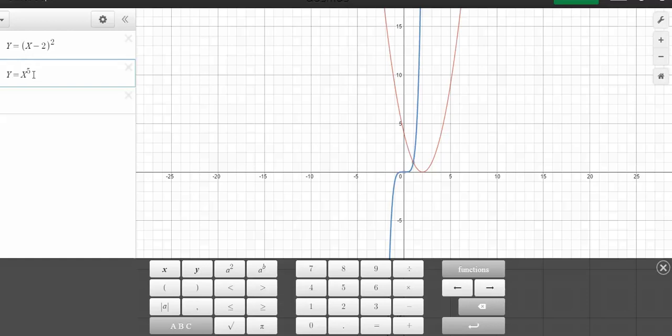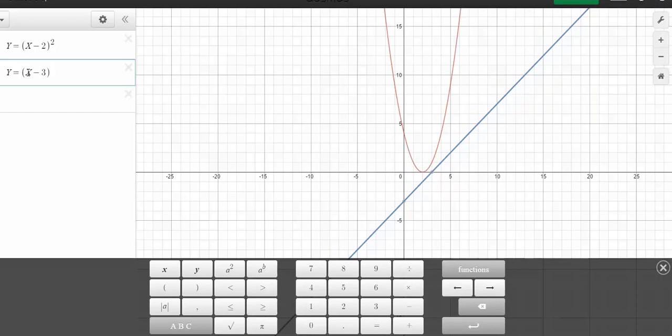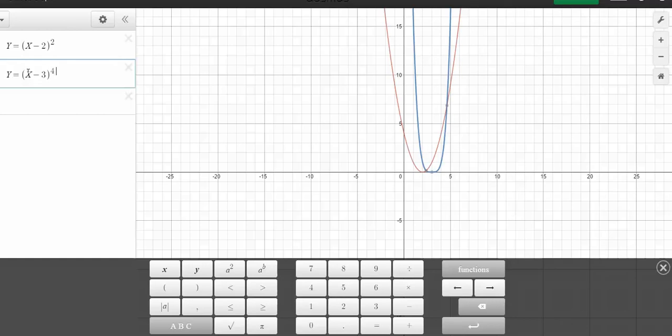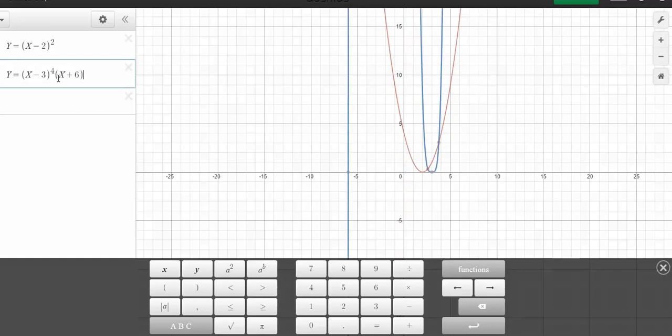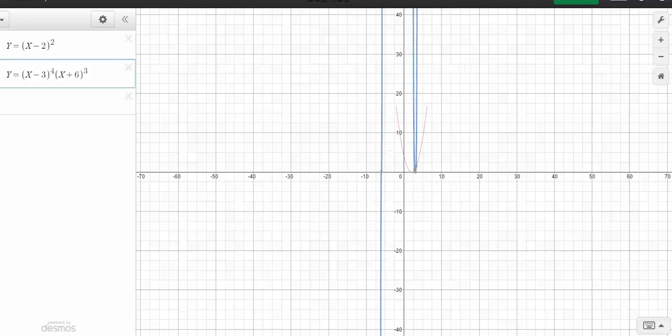And it doesn't have to be with one root. I could have multiple roots. So if I have something like this, y equals (x minus 3) to the power of, I don't know, 4, and then beside that, I have times, and I want to make this odd, (x plus 6) to the power of, let's make it odd. We want a total degree of 7, so we'll make that 3.